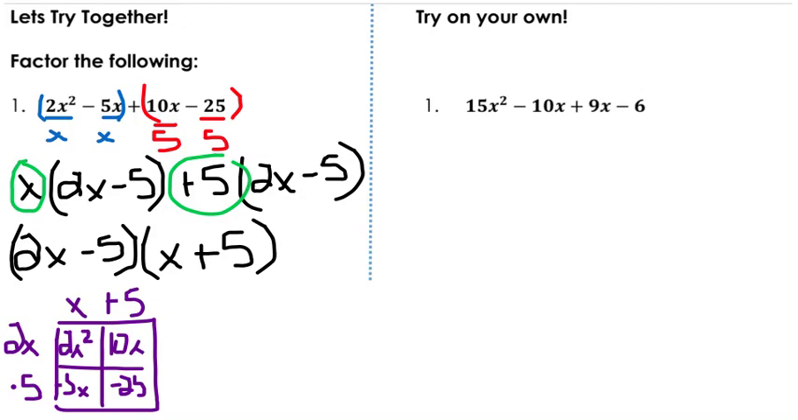So we see we're still an equivalent expression. We just factored it to get our new answer. So the factored answer here, just to clarify, is my 2x minus 5 times x plus 5. Try the question on the right side of your page on your own.